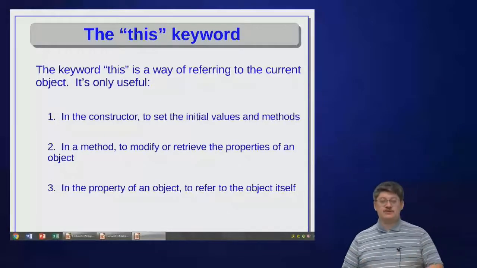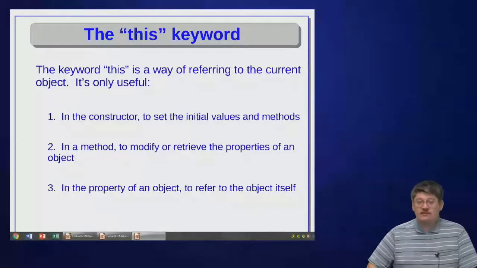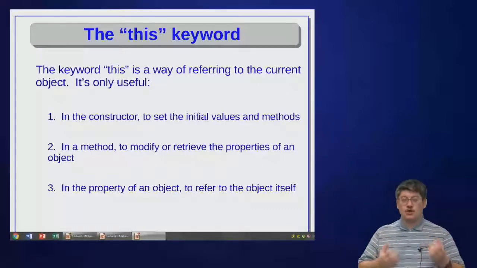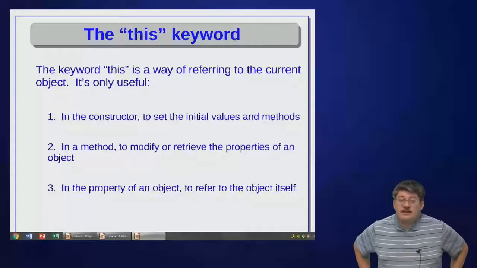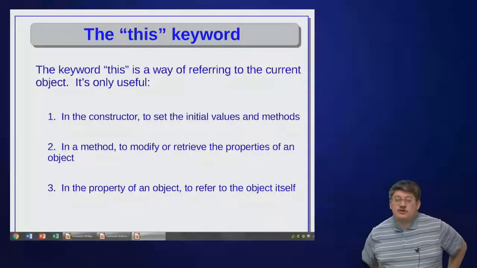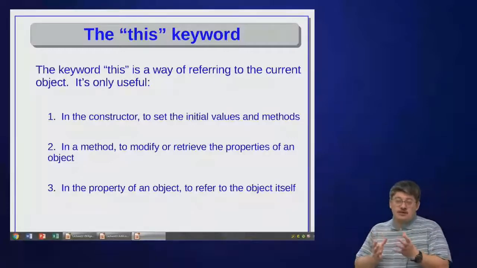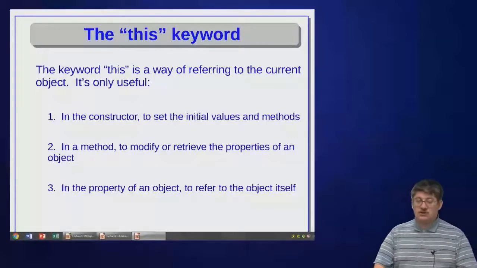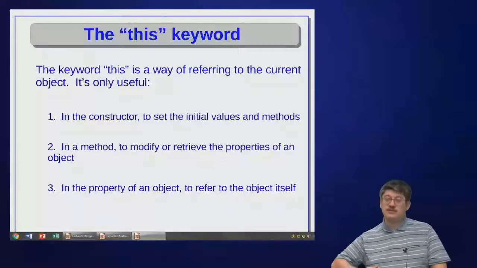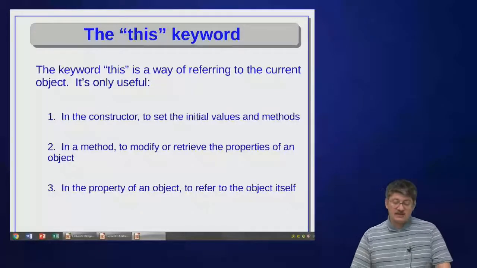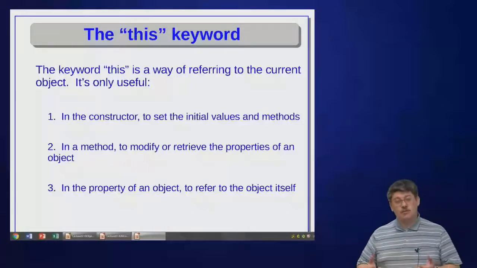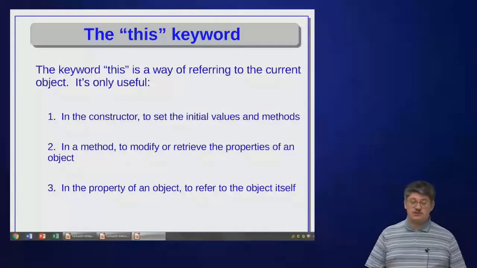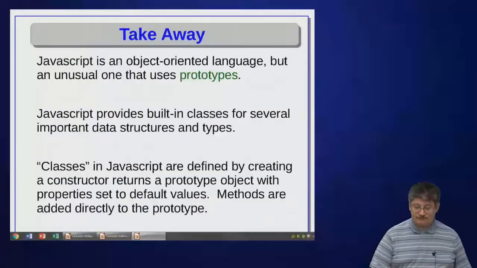So in order to do this, we use the this keyword. And that's just a way of referring to the current object, either the one that we're currently making or the one that we're currently using. So for example, if I call a method, inside that method, this will refer to the object that the method belongs to. So in the constructor, we use this to set the initial values and to create the methods. Inside a method, we can use it to modify or retrieve the properties of the current object. But if it's inside the property of an object, then we can use that to refer to the object itself. So those are three uses of the this keyword.